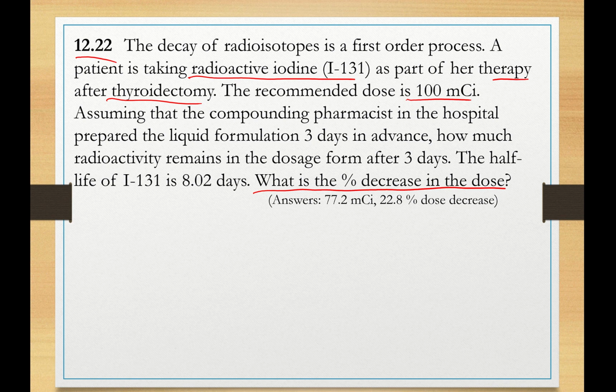and the decay of this radioisotope, or actually almost all the radioisotopes, is a first order process, and you need to determine again what is the percent increase in the dose if the pharmacist has prepared the formulation 3 days in advance. Okay, and you're given the half-life. So from this half-life, you can, of course, determine the K. This is the recommended dose.